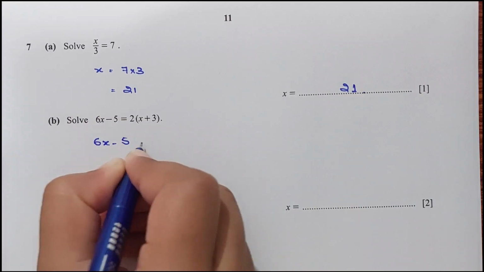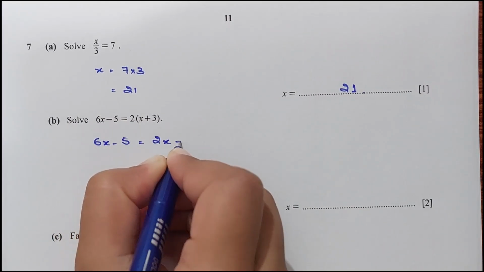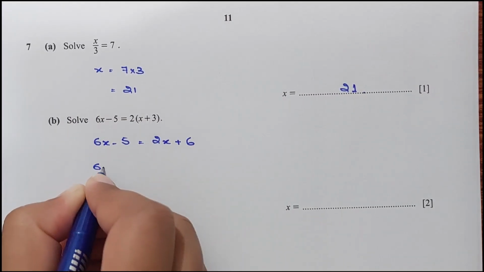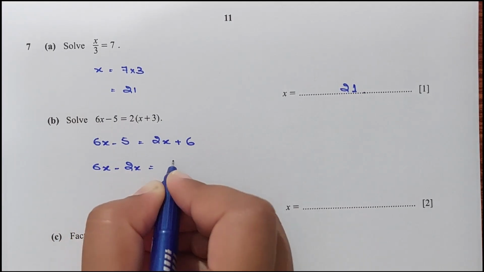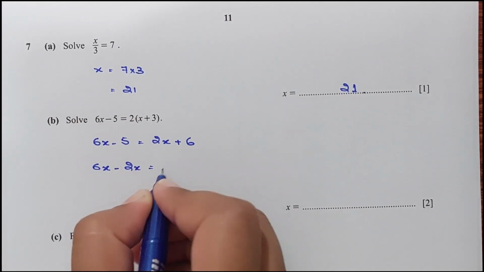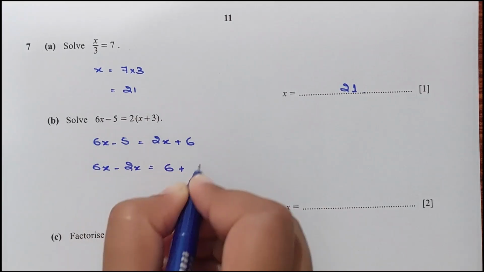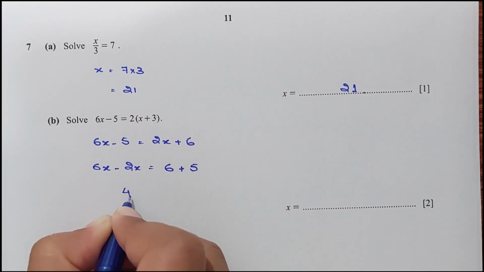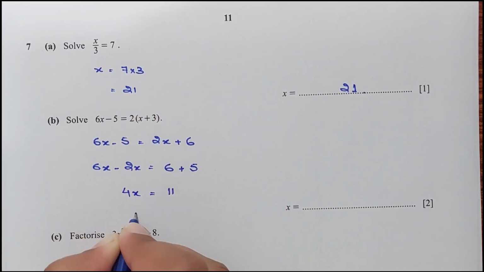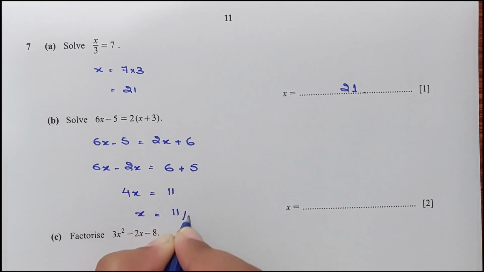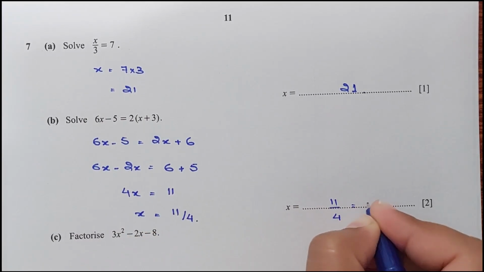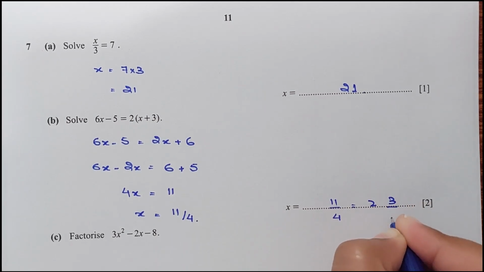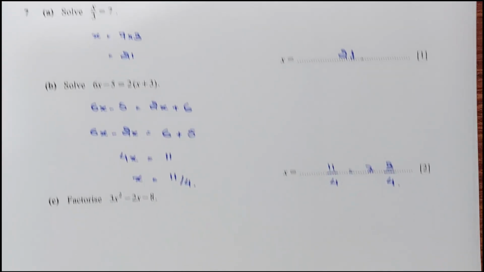6x minus 5 equals 2x plus 2 times 3, which is 6. 6x and minus 2x, shifting the x terms to the left and the constant terms to the right. 6 plus 5, right? This would be 4x and this should be 11. So x is 11 out of 4. 11 by 4, or you can say 4 times 2 is 8, 9, 10, 11, so 2 and 3 out of 4. Both answers are correct.